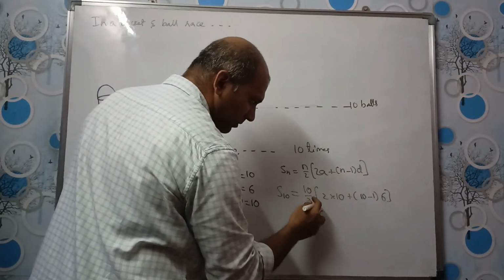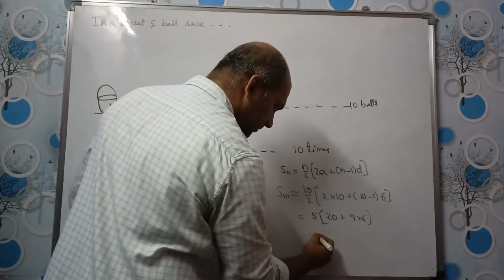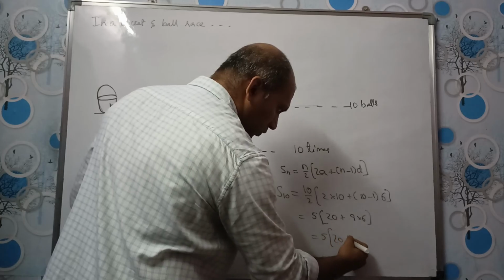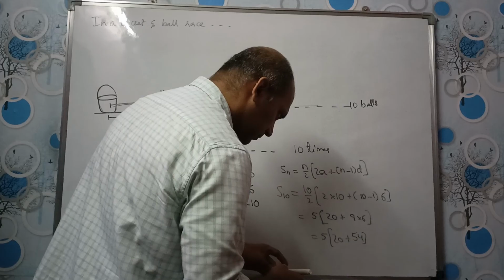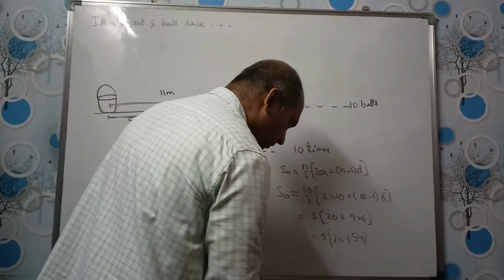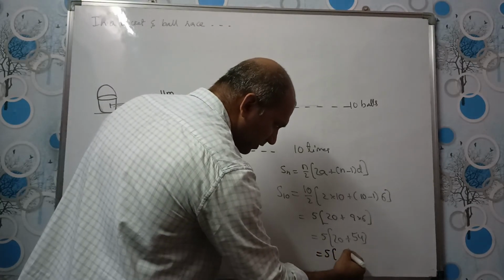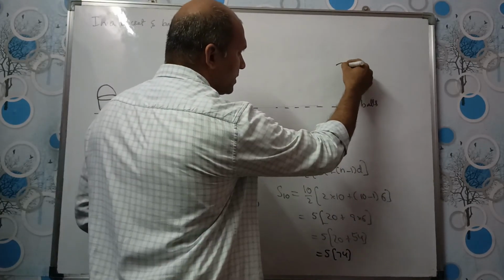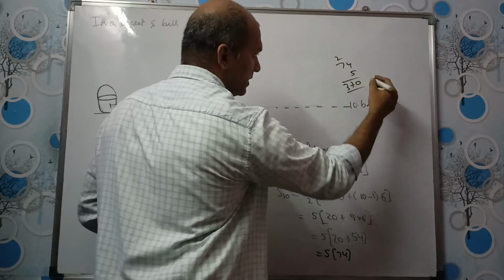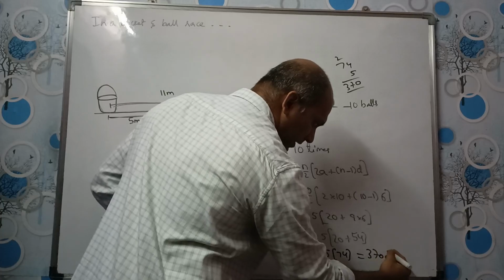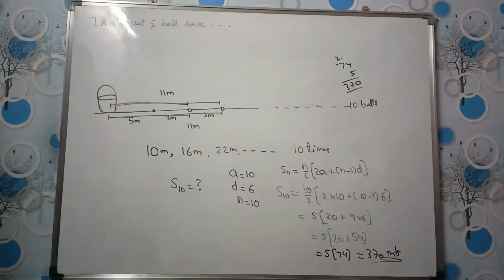So 10 by 2 is 5, so this is 5 into (20 plus 9 into 6). 9 sixes are 54. 20 plus 54 is 74, right? 74 multiplied by 5 is 370. So the competitor has to run 370 meters.